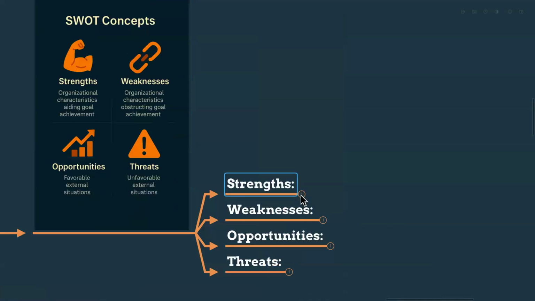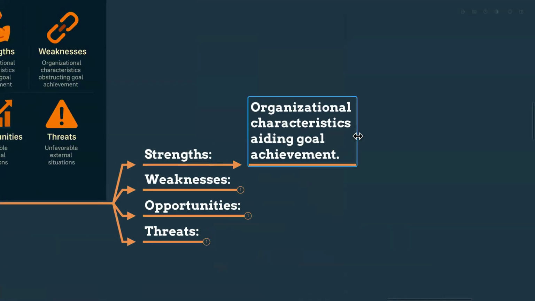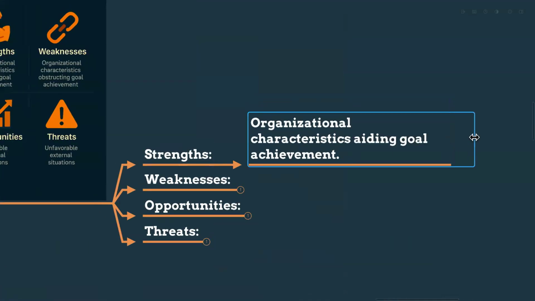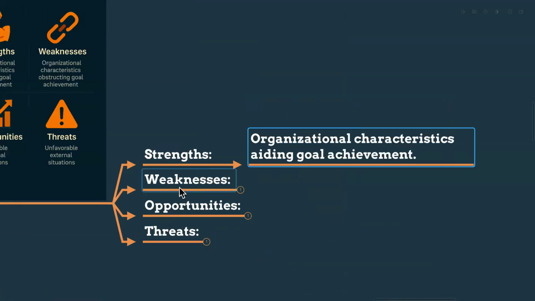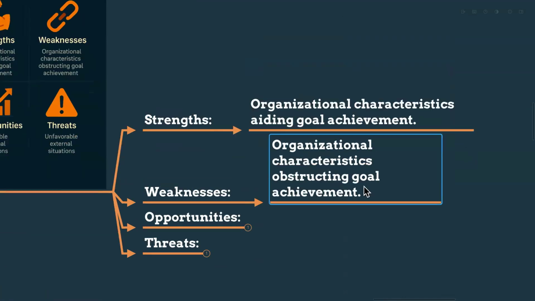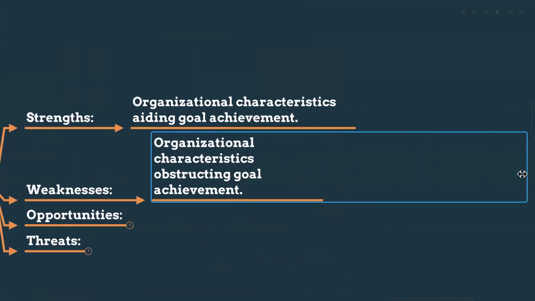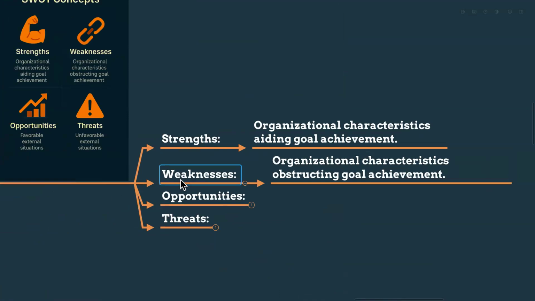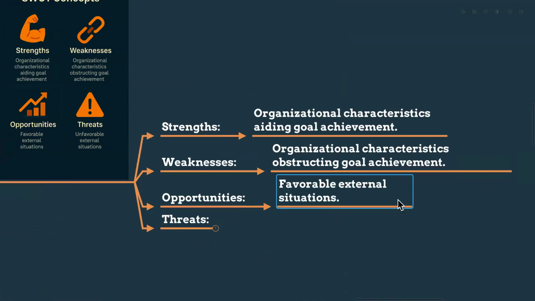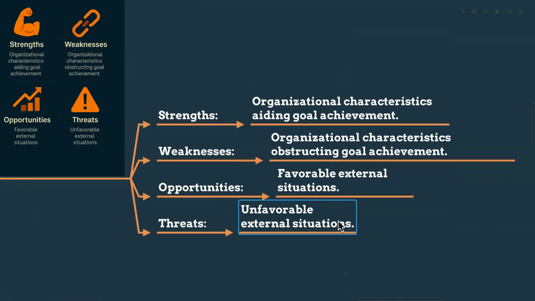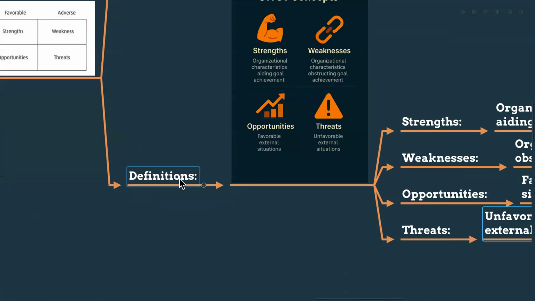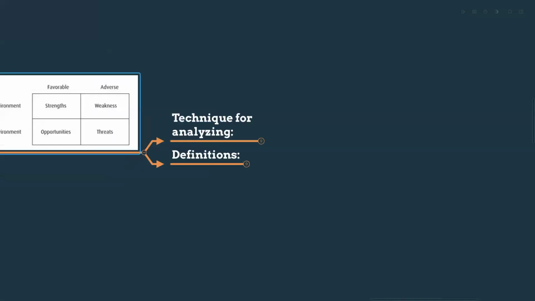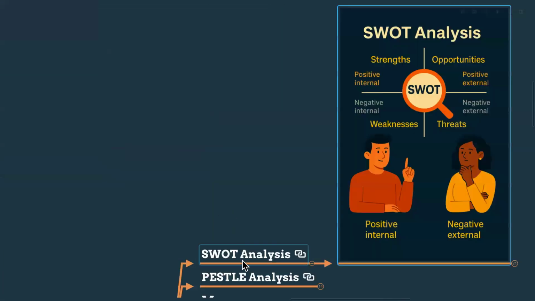So these are the strengths. Strengths are organizational characteristics that are aiding, aiding means helping, goal achievement. Weaknesses are organizational characteristics that are obstructing the goal achievement. It's breaking our goal. And opportunities are favorable external situations, and threats are unfavorable external situations. Short and sweet, right? So that's it all about the SWOT analysis.